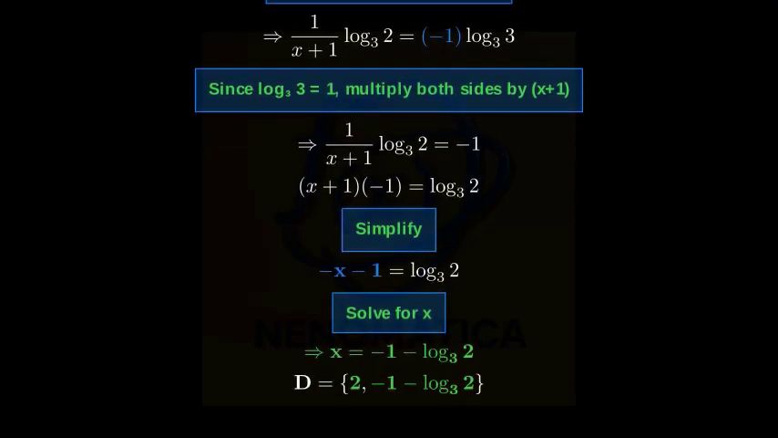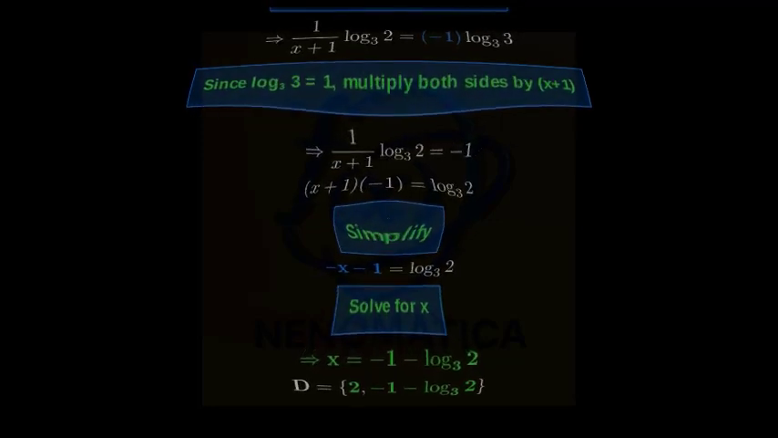Therefore, our final solution set consists of two values, x equals 2 from our first case, and x equals -1 minus the logarithm base 3 of 2 from our second case.